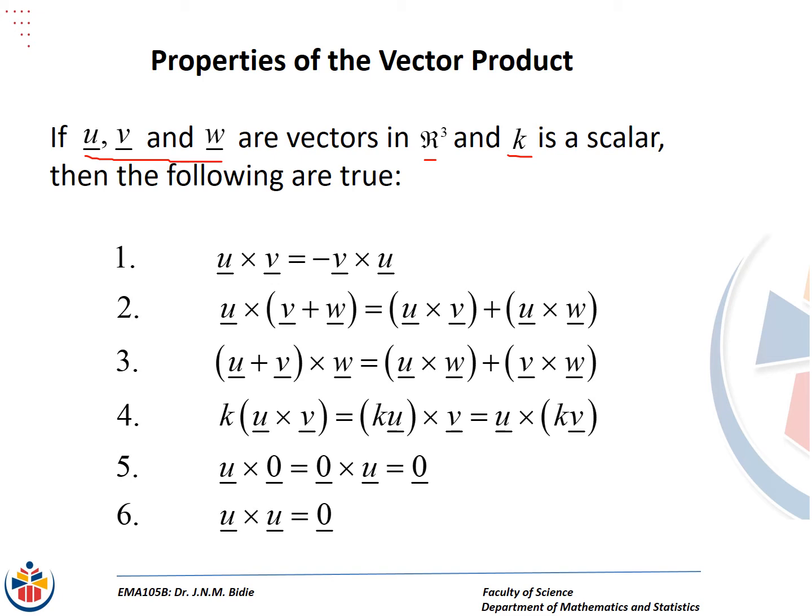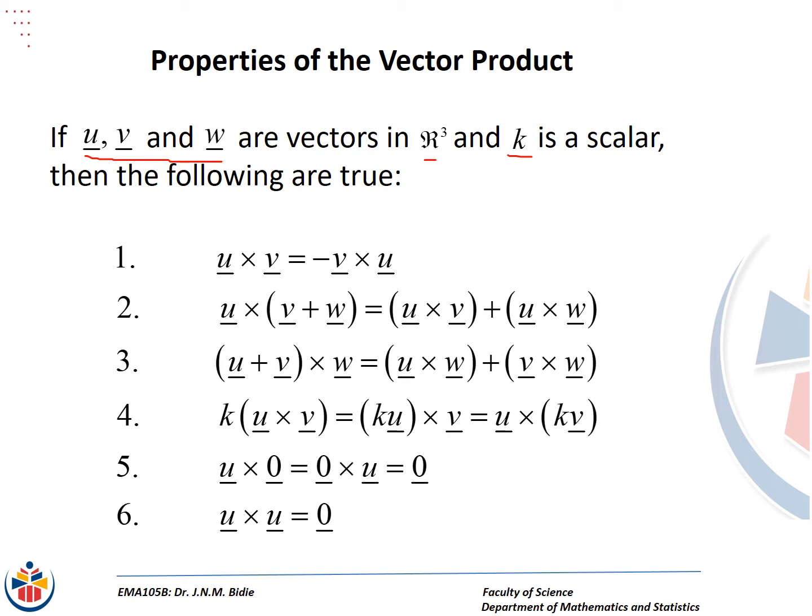U cross V is equal to the negative of V cross U. Immediately you interchange U and V, that means you're changing the direction. So U cross V is equal to the negative of V cross U. Now, number 2, number 3, and number 4 are exactly the same as the distributive laws that we saw in the scalar product or the dot product.